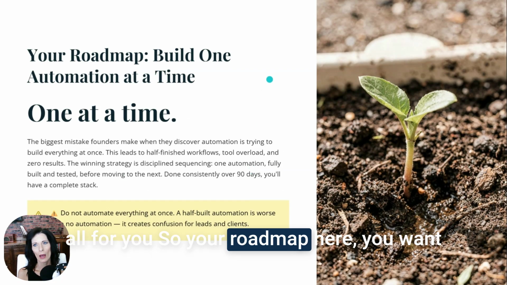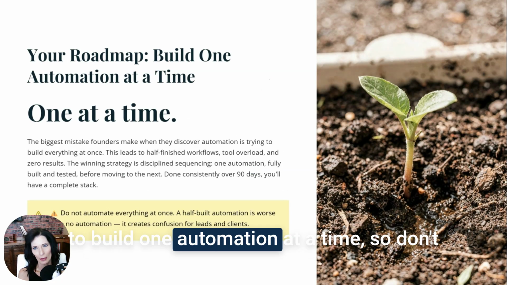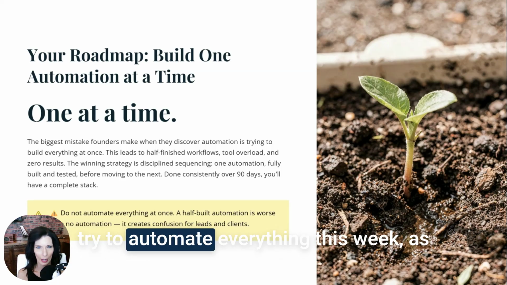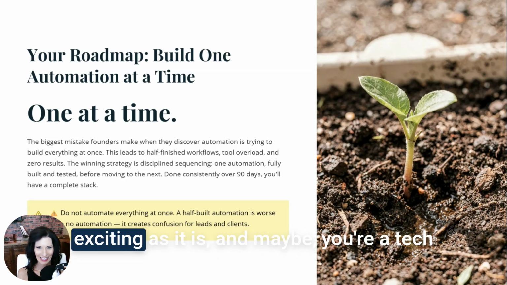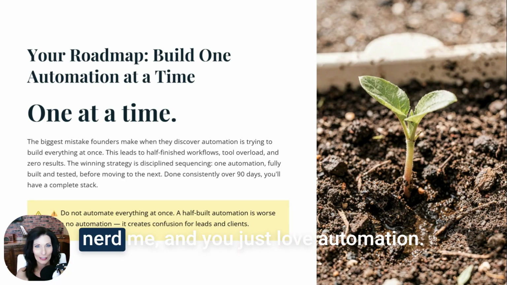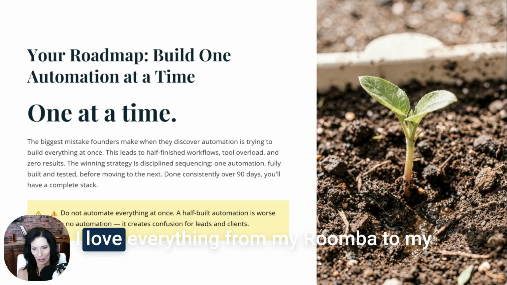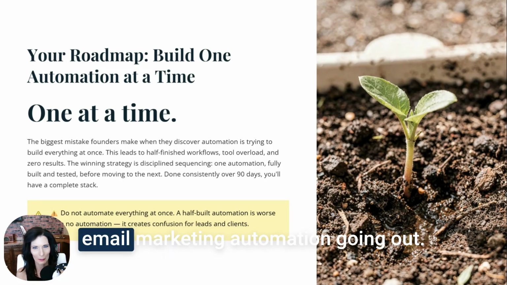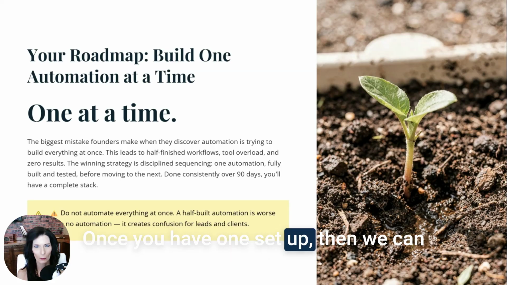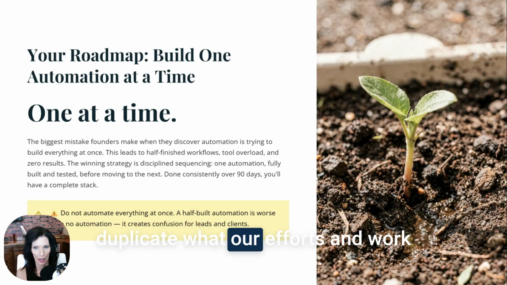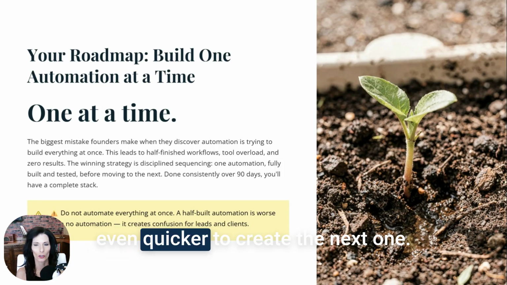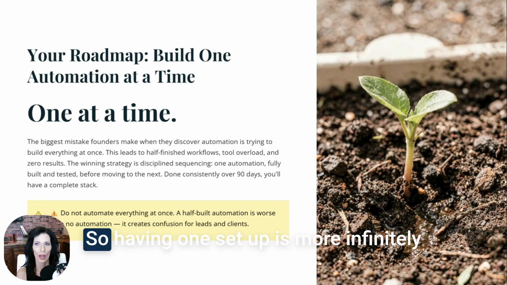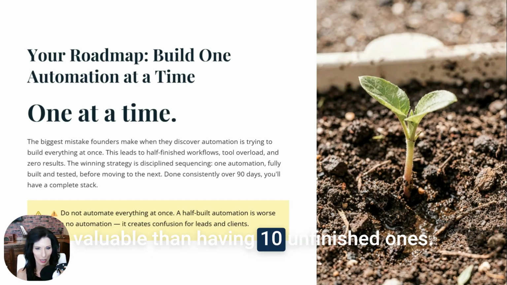So your roadmap here, you want to build one automation at a time. Don't try to automate everything this week, as exciting as it is. And maybe you're a tech nerd like me and you just love automation. I love everything from my Roomba to my email marketing automation going out. Once you have one set up, then we can duplicate our efforts and work even quicker to create the next one. So having one set up is infinitely more valuable than having 10 unfinished ones.